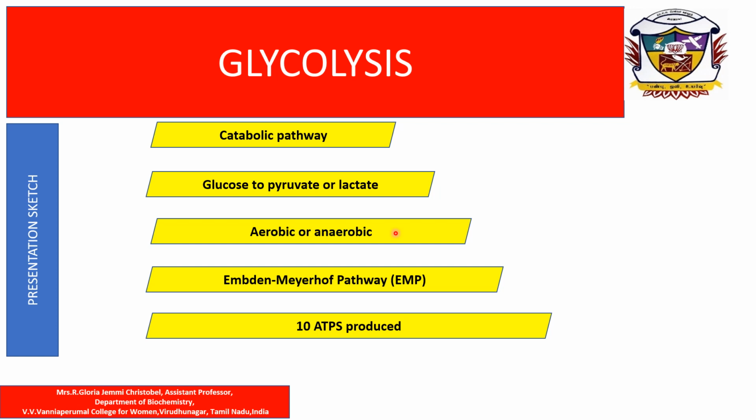The glycolysis process may be aerobic or anaerobic, that is, it may take place in the presence of oxygen or in the absence of oxygen. The other name for glycolysis is the Embden-Meyerhof pathway. In total, 10 ATPs are produced in the glycolysis pathway. We'll be calculating the energetics after seeing the pathway.